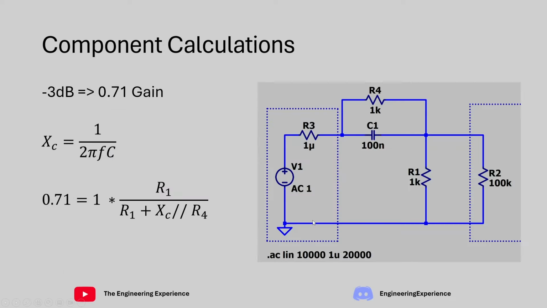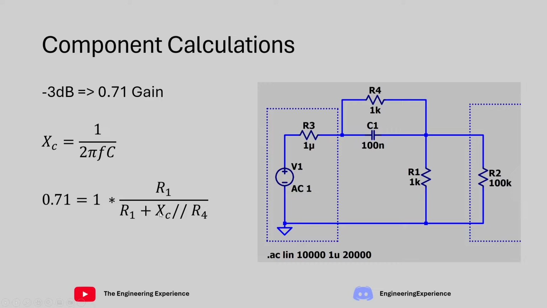But how do we calculate the resistor values? First of all, the 3 dB point is approximately 0.71. If you wanted to set your 3 dB point at a particular frequency, you can use the equation shown on the screen here, which tells you 0.71 is equal to 1, which is your normalized voltage source, times R1, which is the bottom resistor down here, divided by R1, which is that resistor, plus the parallel combination of the capacitive reactance and the resistor R4.